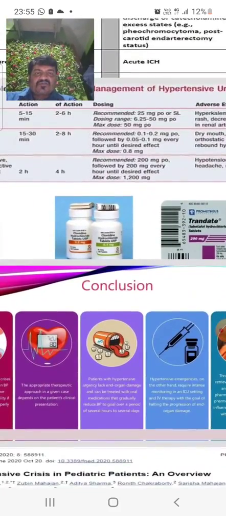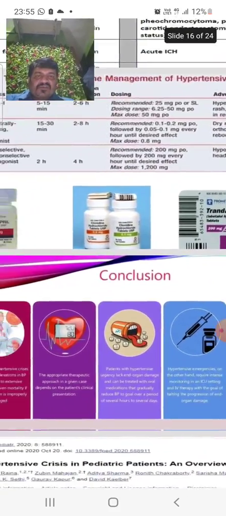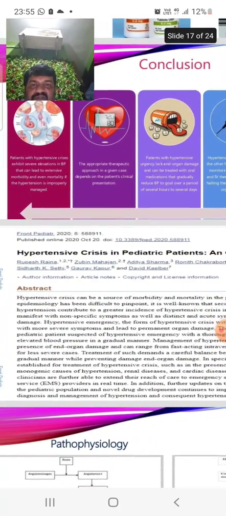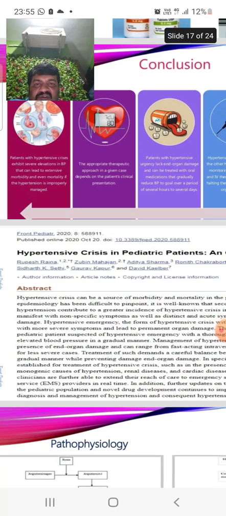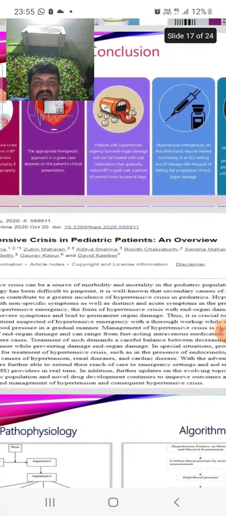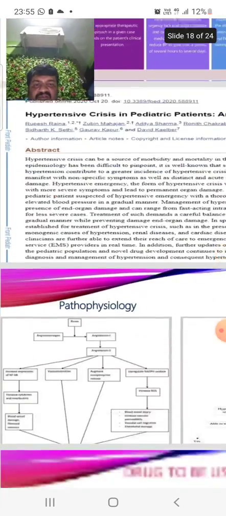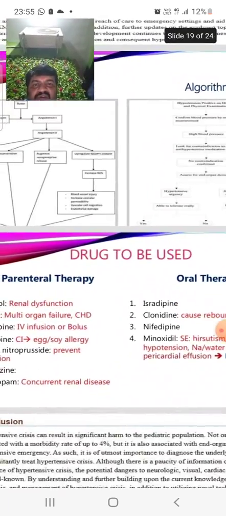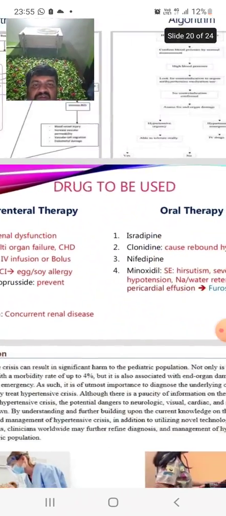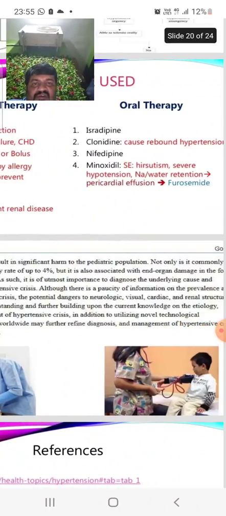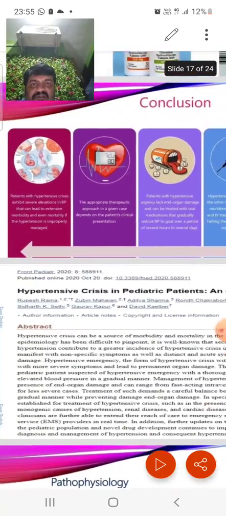So now here we are in the conclusion. In the conclusion, we see that some papers have also been published in which we see that hypertensive crisis can be a source of morbidity and mortality in the pediatric population as well. Okay, so now we are going into the detail. Drugs to be used in case of children, the pediatric group, I will tell you that. First let us come to the conclusion.